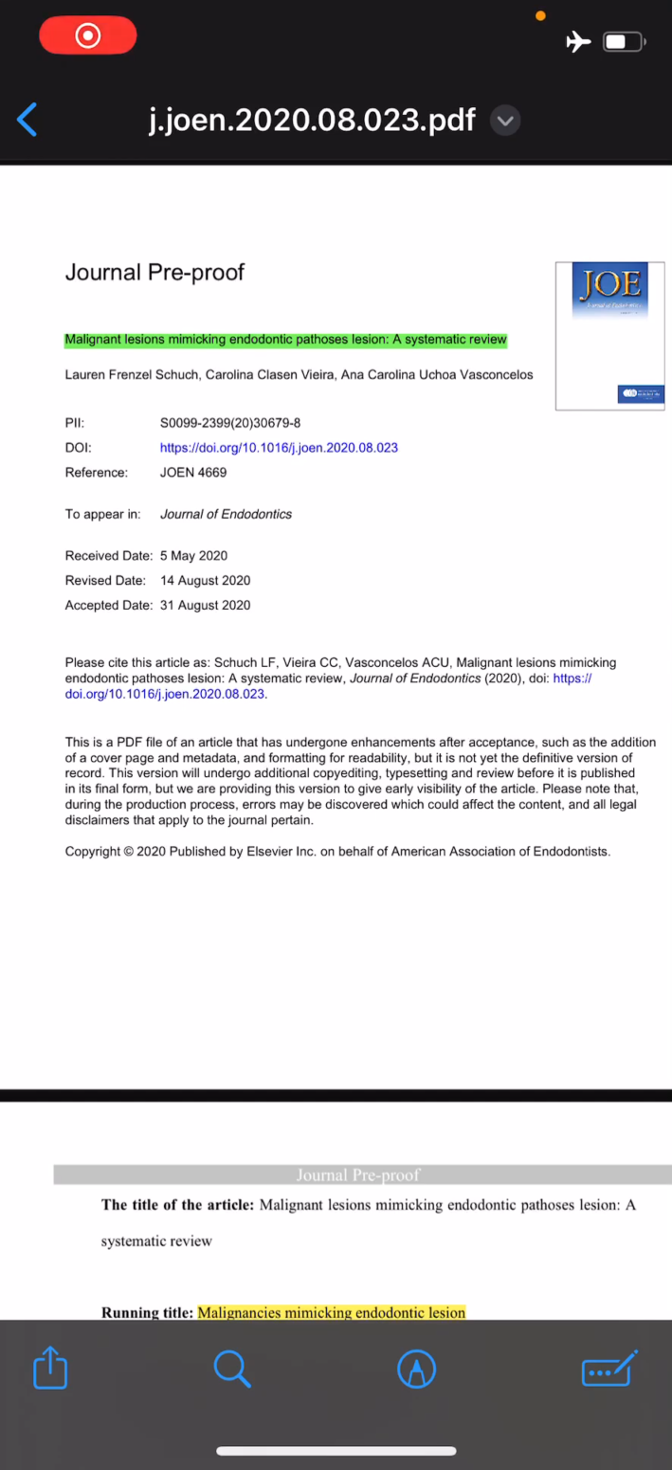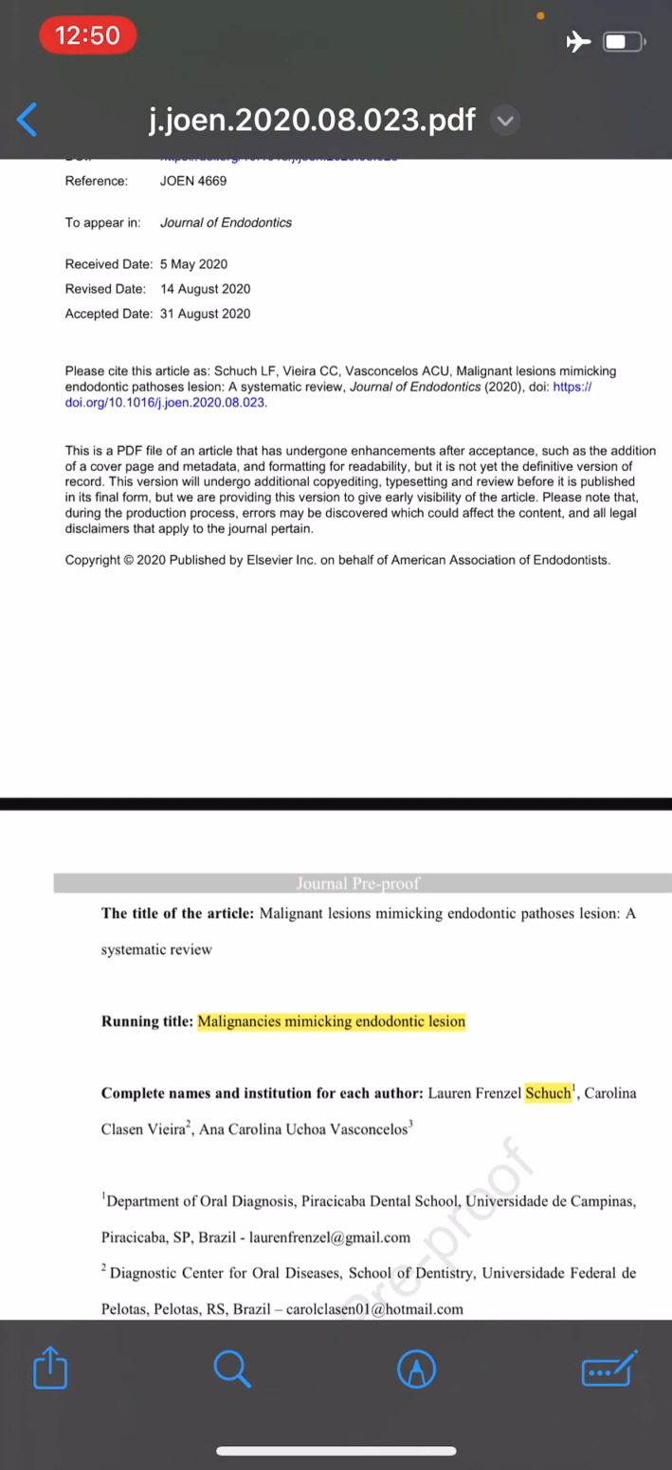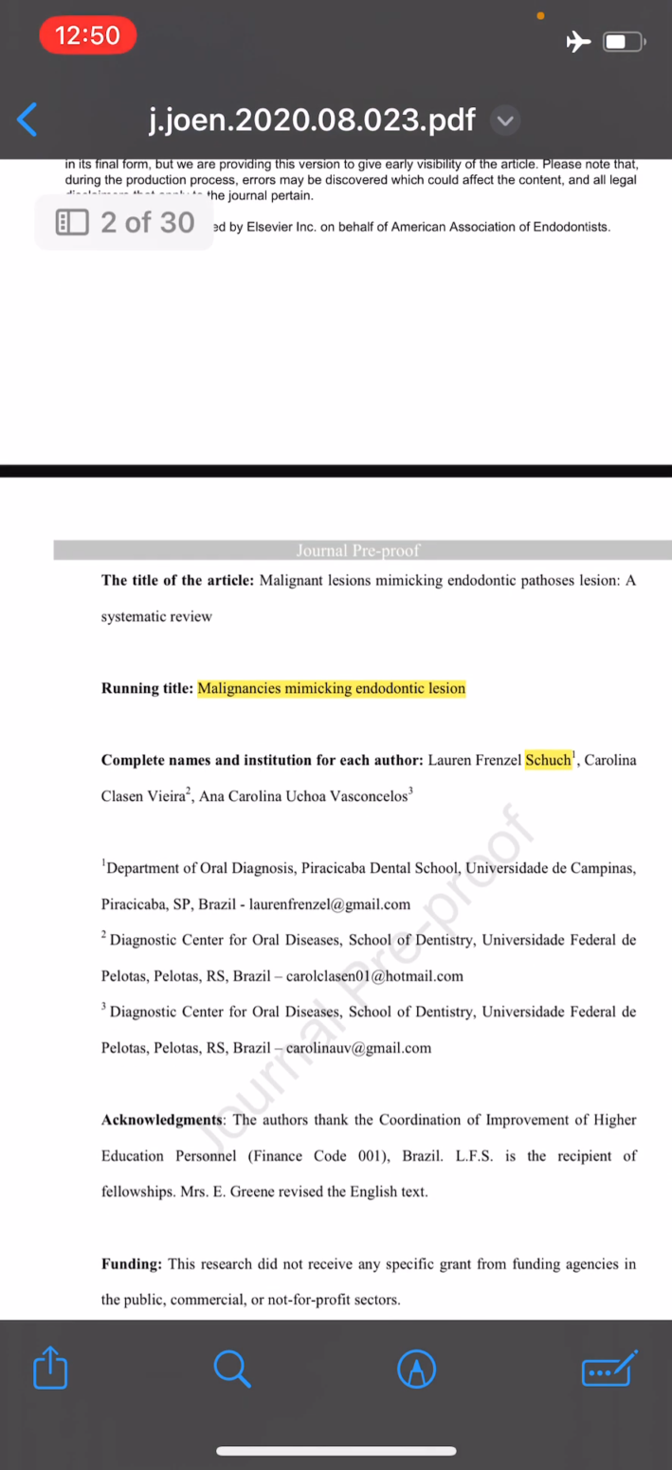Bismillah ar-Rahman ar-Rahim. The title of this study is Malignant Lesions Mimicking Endodontic Pathoses: A Systematic Review. This was published in JOE in 2021 by Schuch et al. The purpose of this review was to integrate the information on reported and published malignant lesions that mimic endodontic pathoses into a comprehensive analysis of their clinical, radiographical, and histological features.